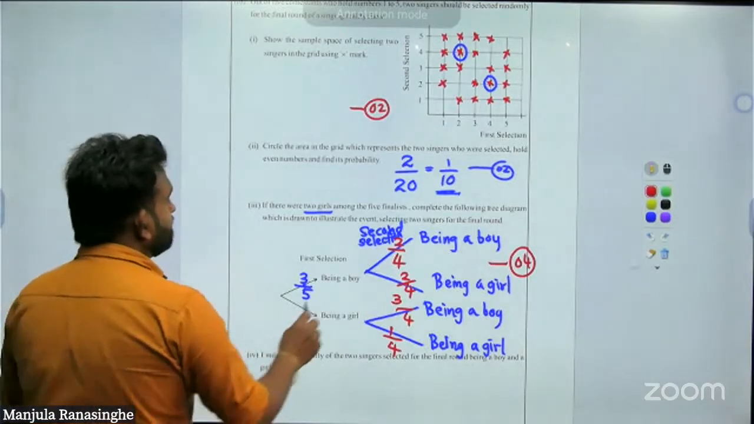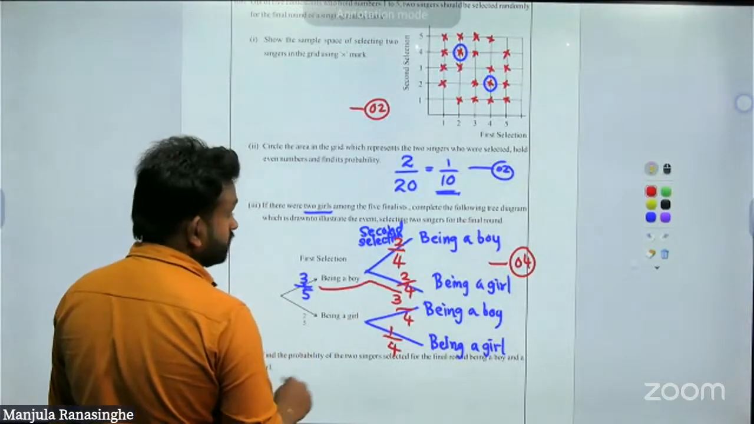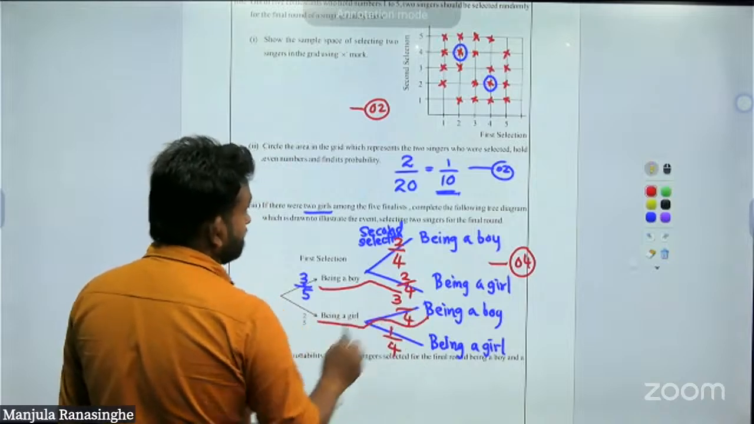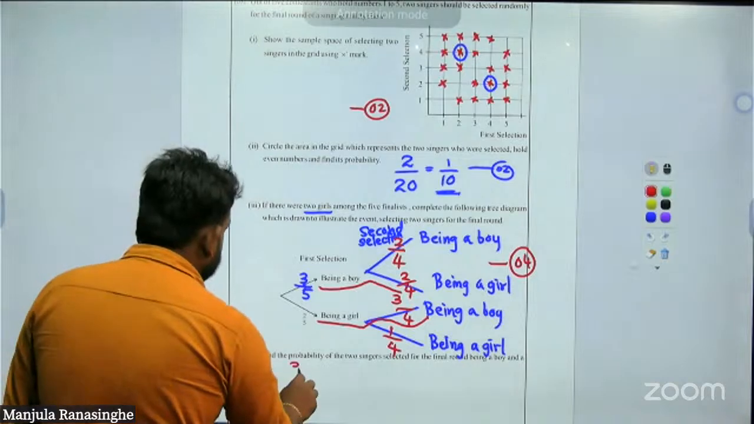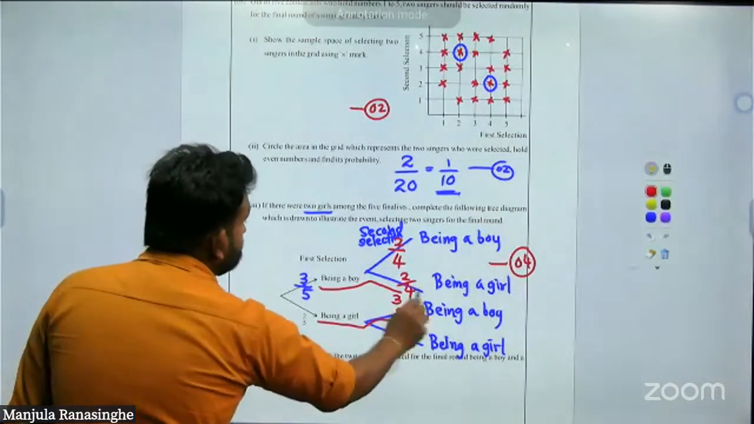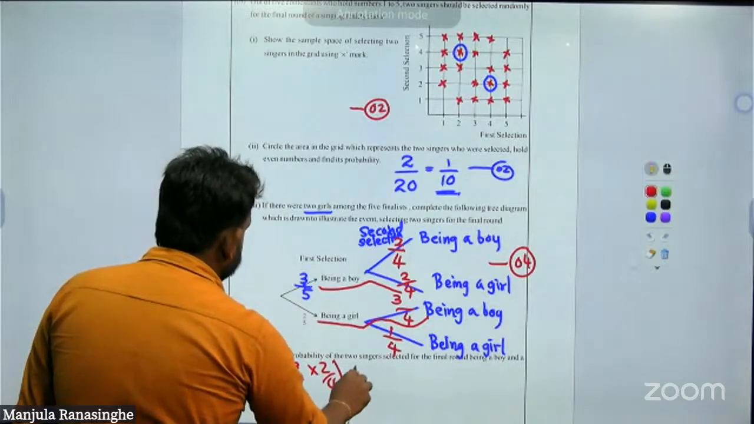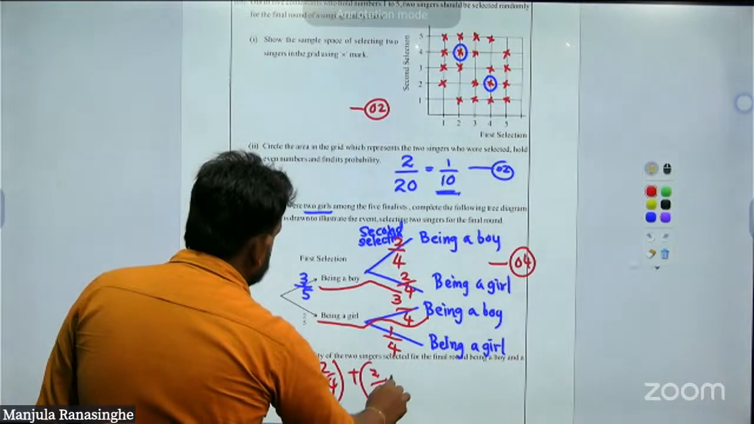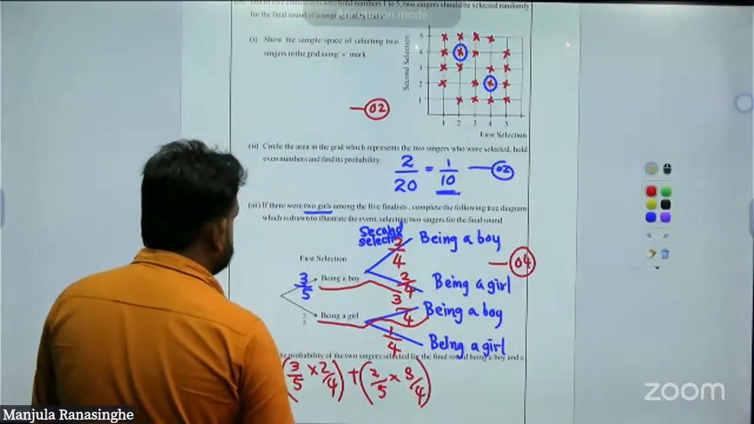First selection being a boy and second selection being a girl is one option, then being a girl and then a boy. These are the two branches. So multiply the probabilities along each branch: 3 upon 5 into 2 upon 4, plus 2 upon 5 multiplied by 3 upon 4. Okay, just take the answer.